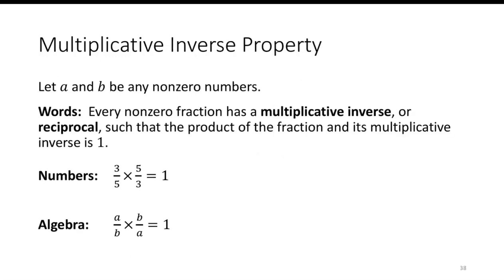The new one is the multiplicative inverse property, and this is one that the whole numbers didn't have. Every non-zero fraction has a multiplicative inverse, or reciprocal, such that the product of the fraction and its multiplicative inverse gives you 1. So 3/5 times 5/3 is 1, since that's going to be 15 over 15. A over B times B over A comes out to be 1 as well.